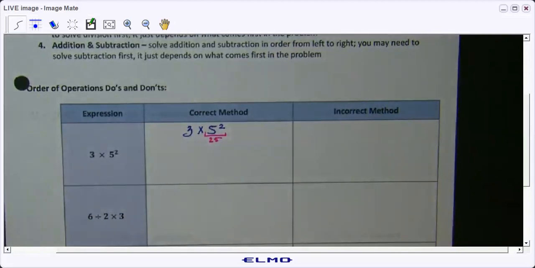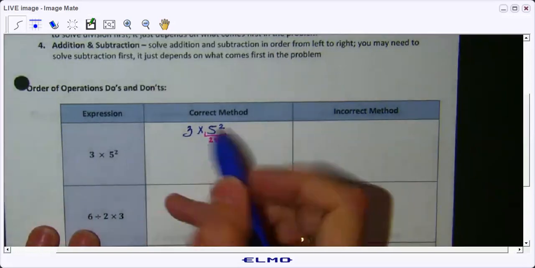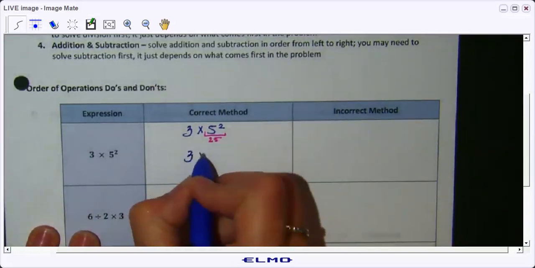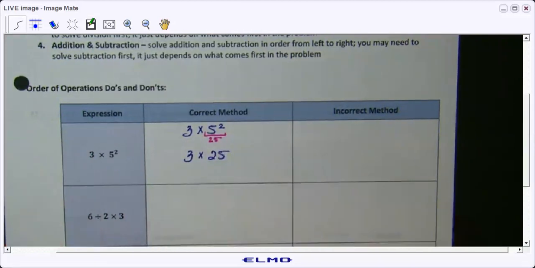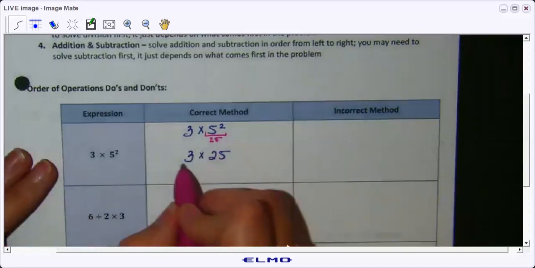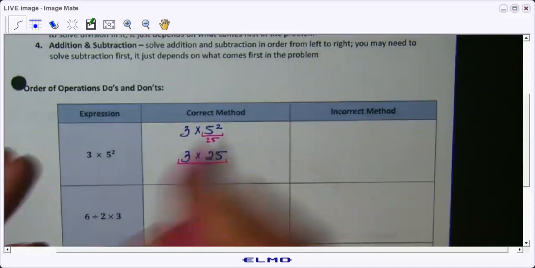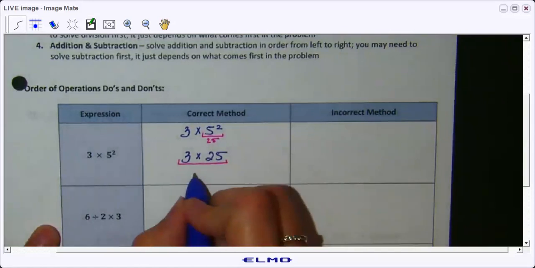So now I'm going to bring everything down that I didn't solve, and then the new part of the problem that I did solve. So I didn't do anything with the 3, and 5 squared is 25. And now we can do 3 times 25, which is 75.